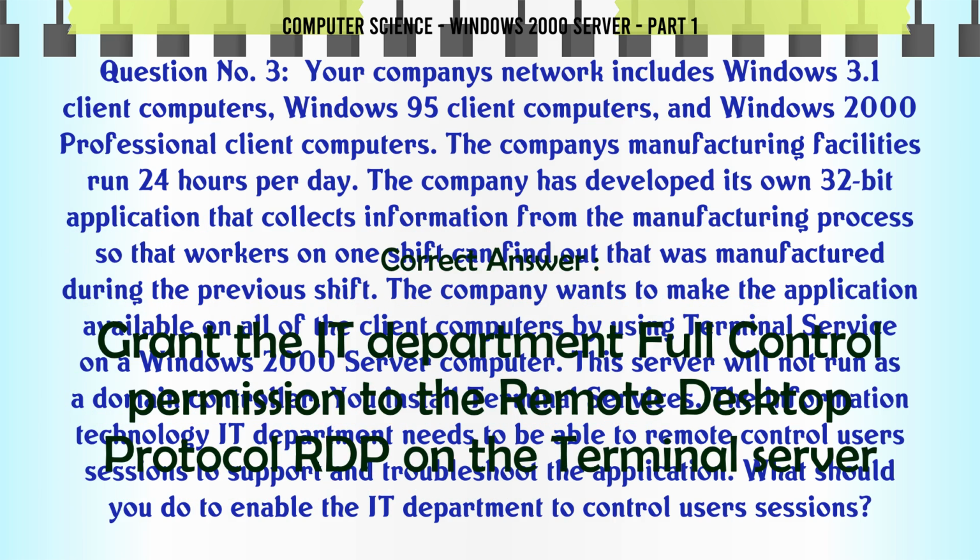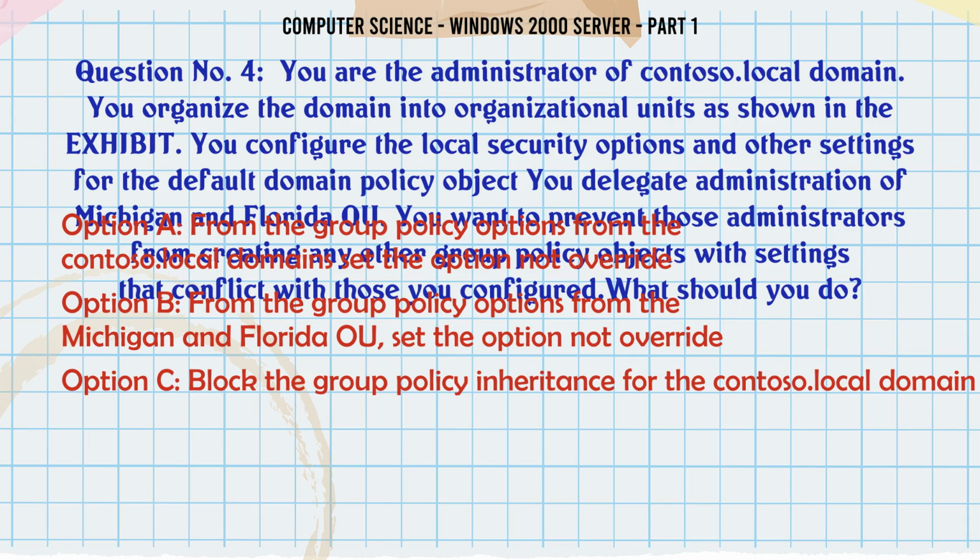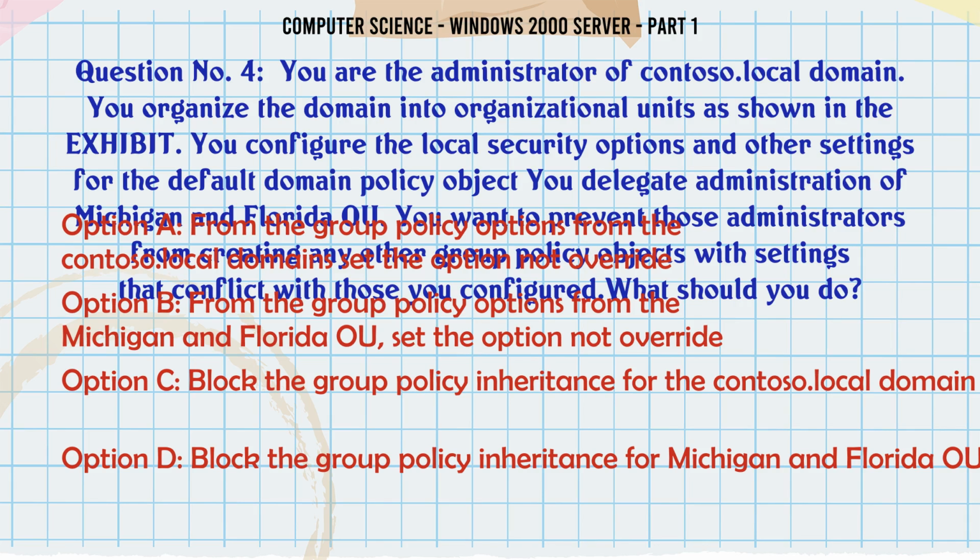The correct answer is B: grant the IT department Full Control permission to the Remote Desktop Protocol (RDP) on the terminal server. You are the administrator of the contoso.local domain. You organize the domain into organizational units as shown in the exhibit. You configure the local security options and other settings for the default domain policy object. You delegate administration of the Michigan and Florida OUs. You want to prevent those administrators from creating any other group policy objects with settings that conflict with those you configured. What should you do?